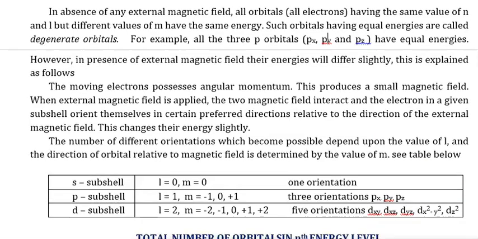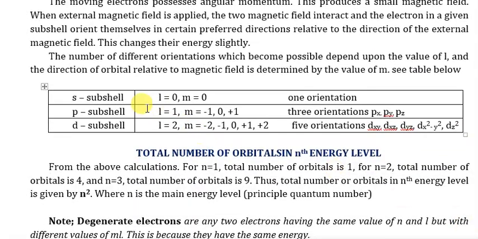And from this table unaweza kuona S subshell anakuwa na L sawa na 0, m sawa na 0, 1 orientation. P subshell L sawa na 1, m sawa na -1, 0, +1, 3 orientations, px, py and pz. But D subshell L is equal to 2, m is equal to -2, -1, 0, +1, +2, 5 orientations, dxy, dxz, dyz, dx square minus y square, and dz square.